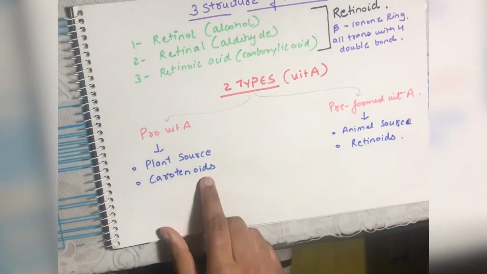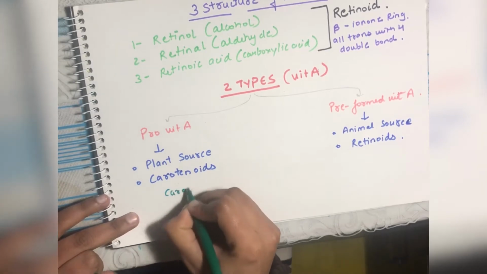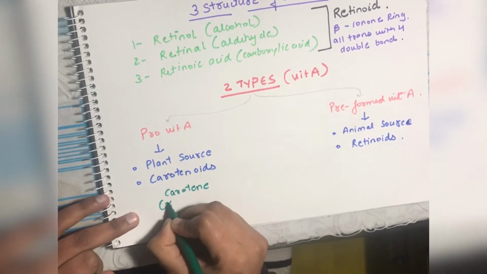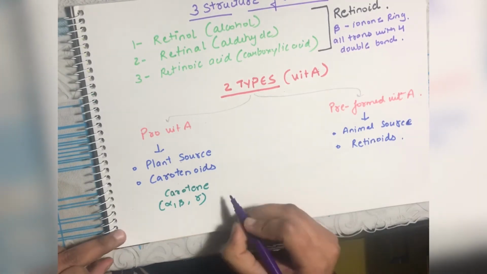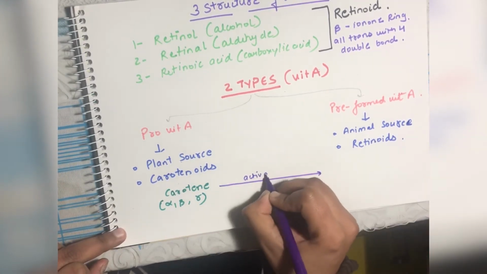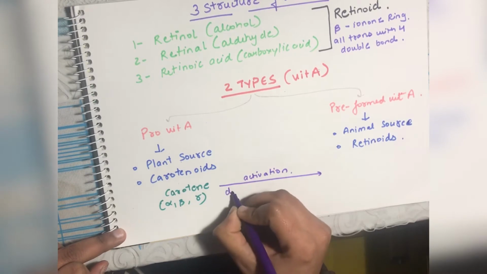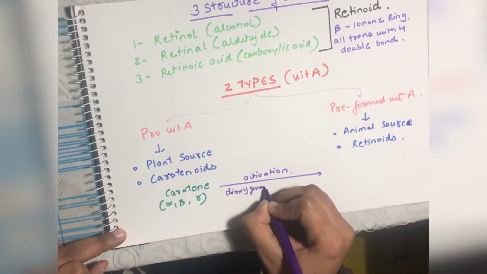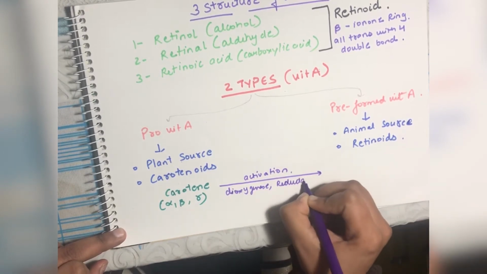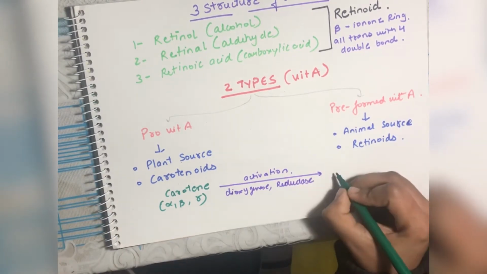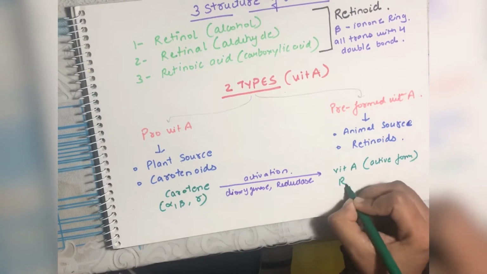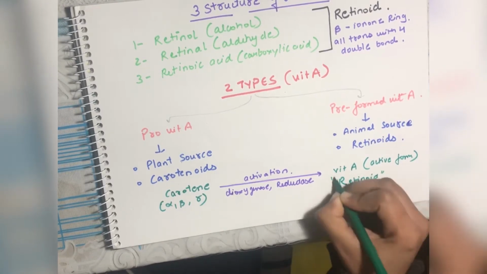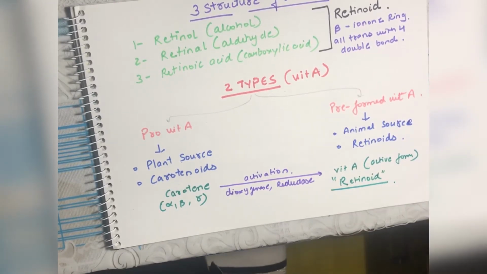So carotene we have in three forms, that is alpha, beta, and gamma. This is the provitamin, and after the activation of carotene by dioxygenase or reductase, it gives us an active form of vitamin A. So carotene is a provitamin which gives an active form of vitamin A, which is called retinoid. So the active form of vitamin A is retinoid.